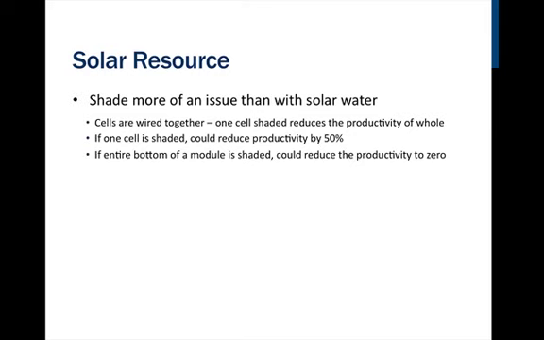Unlike solar water, you need to pay much more attention to shade with a PV system. The cells in a PV system are wired together, which means that one cell shaded reduces the productivity of the whole. If one cell is shaded, it could actually reduce the productivity by 50% depending on the cell. If the entire bottom of a module is shaded, it could reduce the productivity to 0.